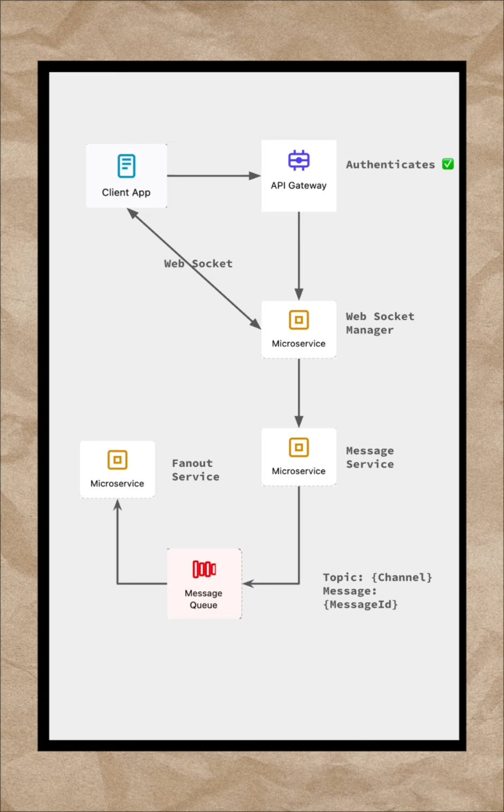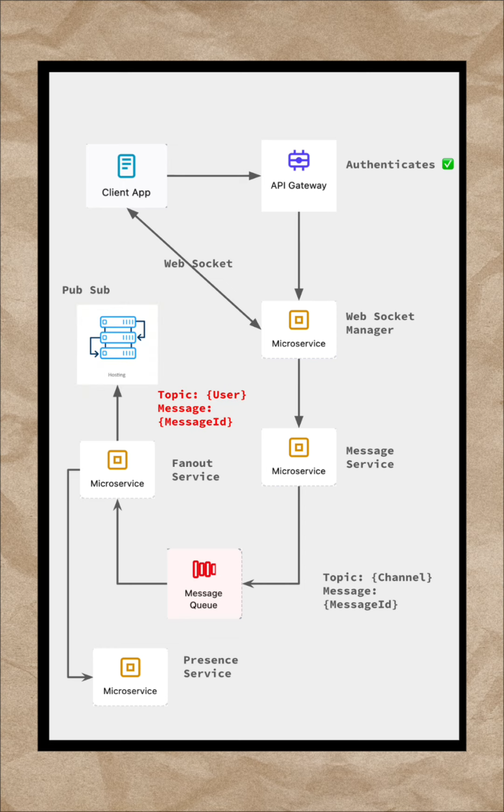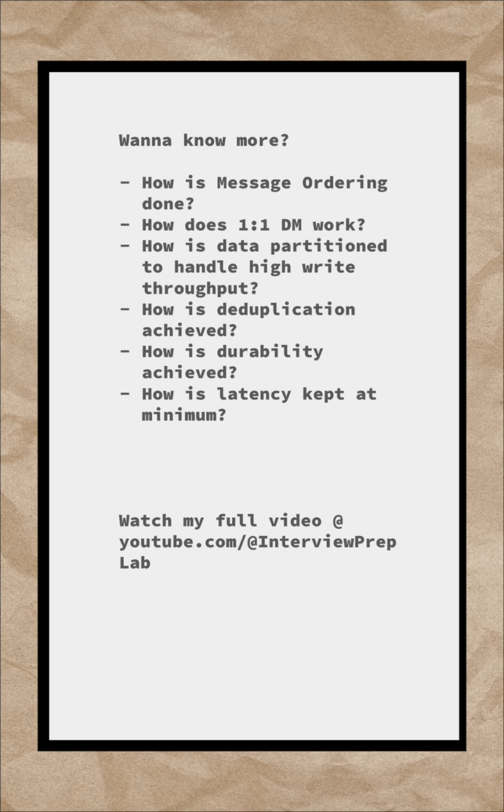And a fanout service reads from the message queue and looks up all the users who are part of the channel, and it sees who's online from that particular set of users, and it writes to the pub/sub for all the users who are online. And the pub/sub system notifies the WebSocket manager who's originally subscribed to that particular user. And the WebSocket manager sends the new message to the client, whoever is online.